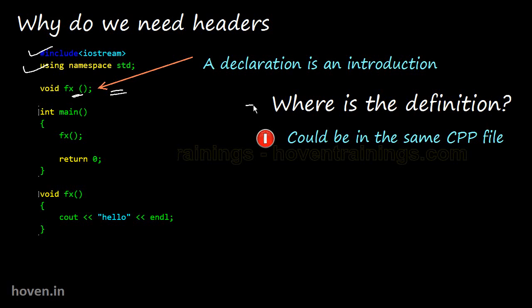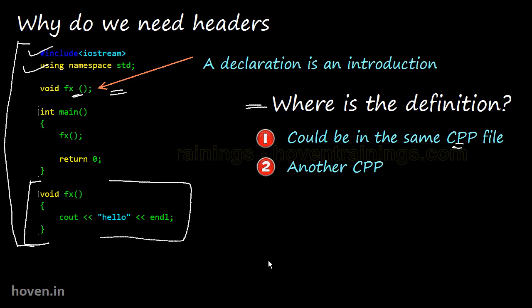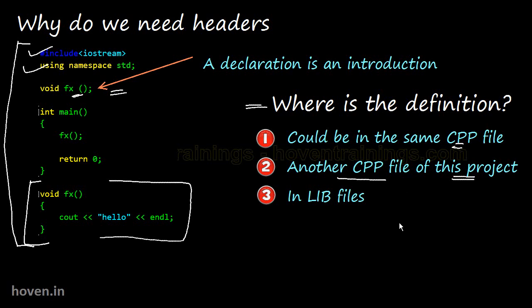But where is the definition? The definition could be in the same CPP file. Like this is one file and the definition lies here, just after the main function. The definition could be in another CPP file of the same project. It could be in an external lib file also. Lib is a library file.